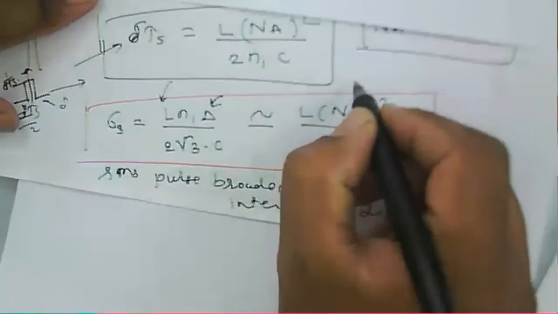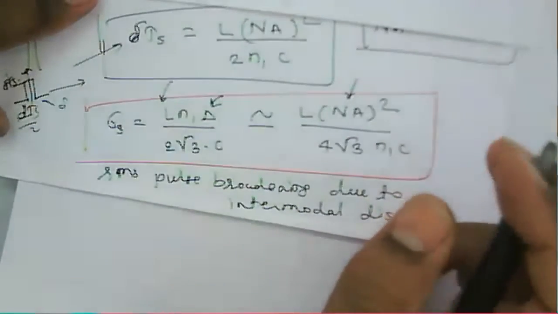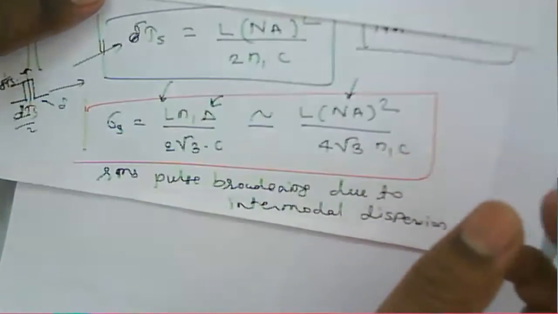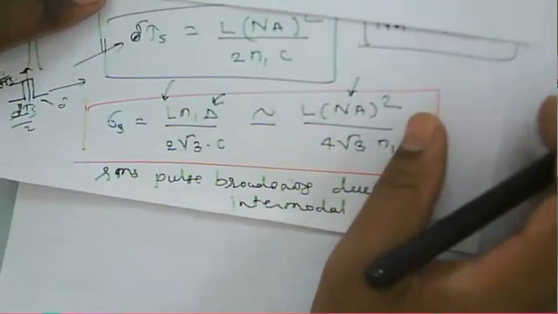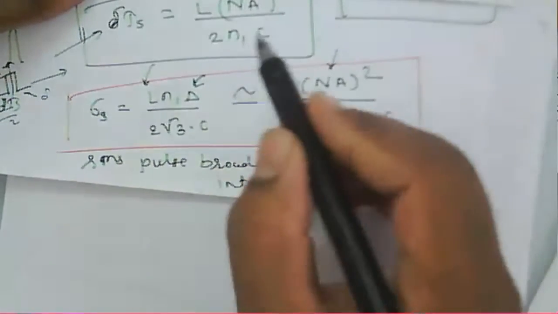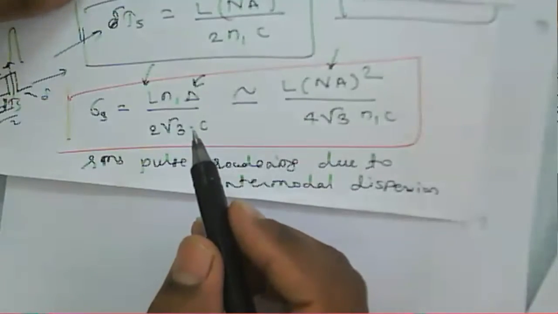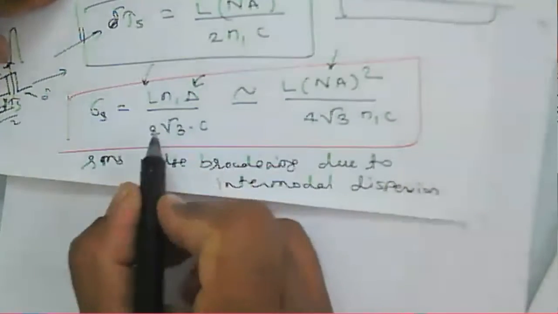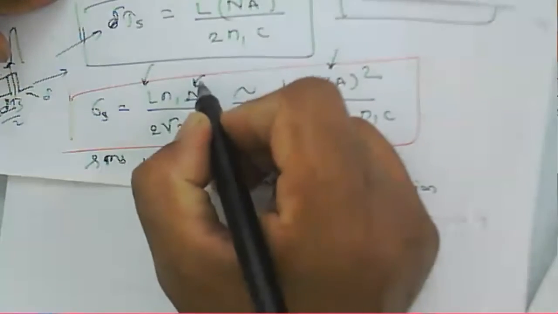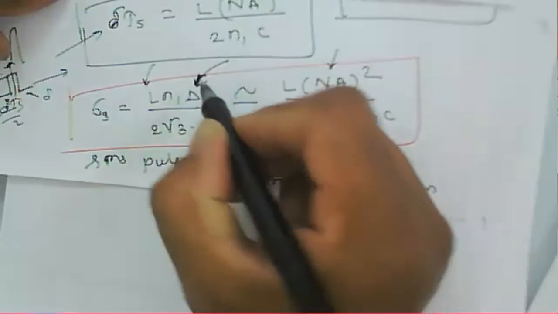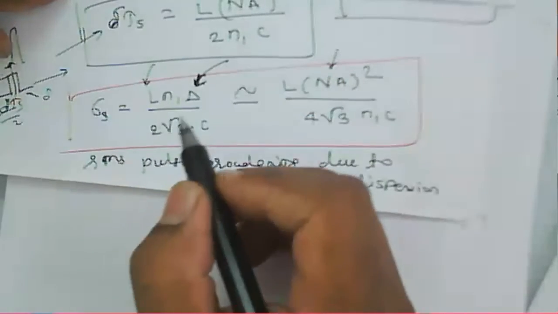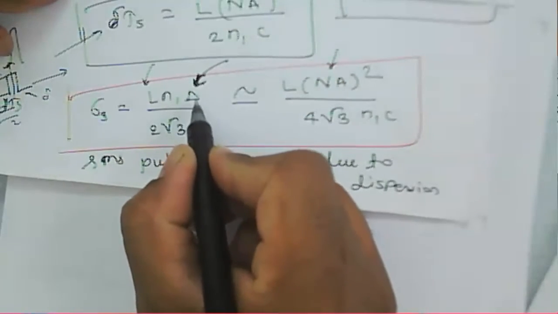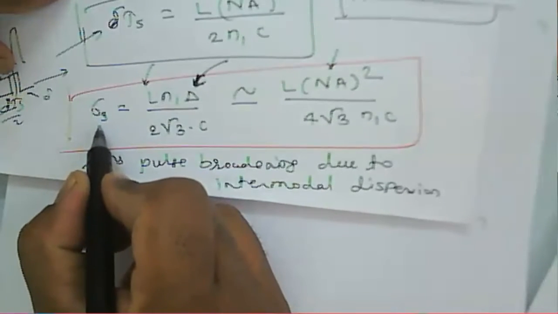As I told you earlier, it again depends upon the numerical aperture, and that is again different depending upon the relative refractive index difference of the fiber. So to reduce the pulse broadening, we can reduce the relative refractive index difference as we mentioned earlier. If you reduce this one, pulse broadening will be reduced.